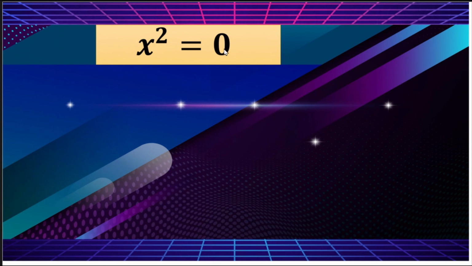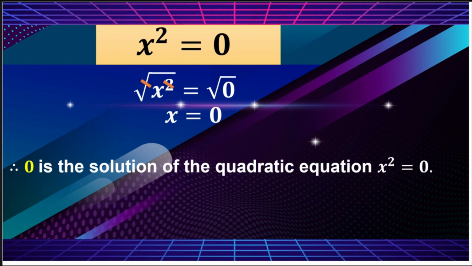Your constant is 0. First step is you're going to extract the square root to cancel out the square. After canceling the square, x remains, and the square root of 0 is 0. Therefore, 0 is the solution of the quadratic equation x squared equals 0.